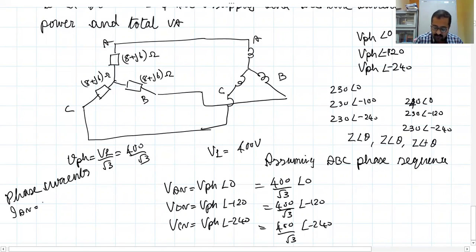IAN, what will that be? VAN by ZA, or ZAN. You can write this because there's a neutral point here. Okay, so what do you get? 400 by root 3 angle 0 divided by 8 plus j6.